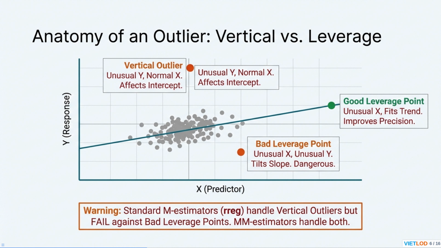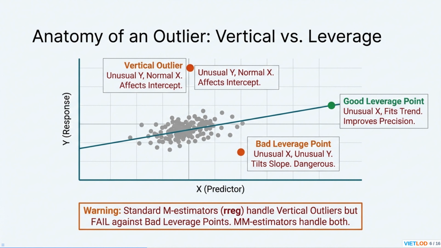Not all unusual data points are created equal. This slide breaks down the anatomy of different types of outliers and their distinct impacts on a regression model. A vertical outlier has an unusual y value, but its x value is within the typical range, primarily affecting the model's intercept.